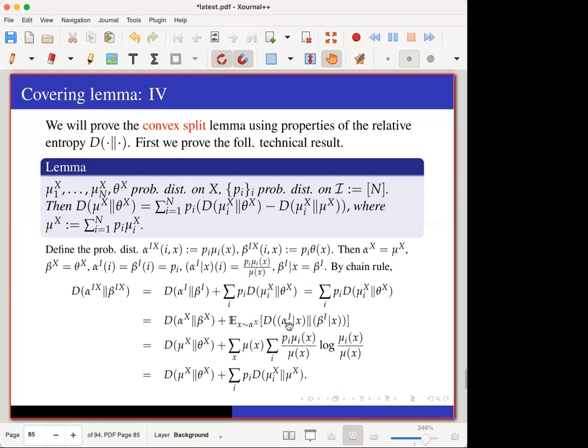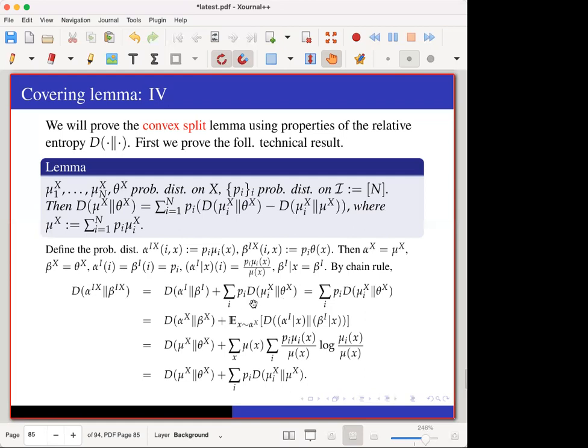So armed with this, I can apply the chain rule of relative entropy. So I look at the relative entropy between alpha ix and beta ix. So the chain rule splits into the relative entropy between alpha I and beta I, plus the average of these quantities. Where remember I is chosen according to pi. So this is the probability distribution on I.